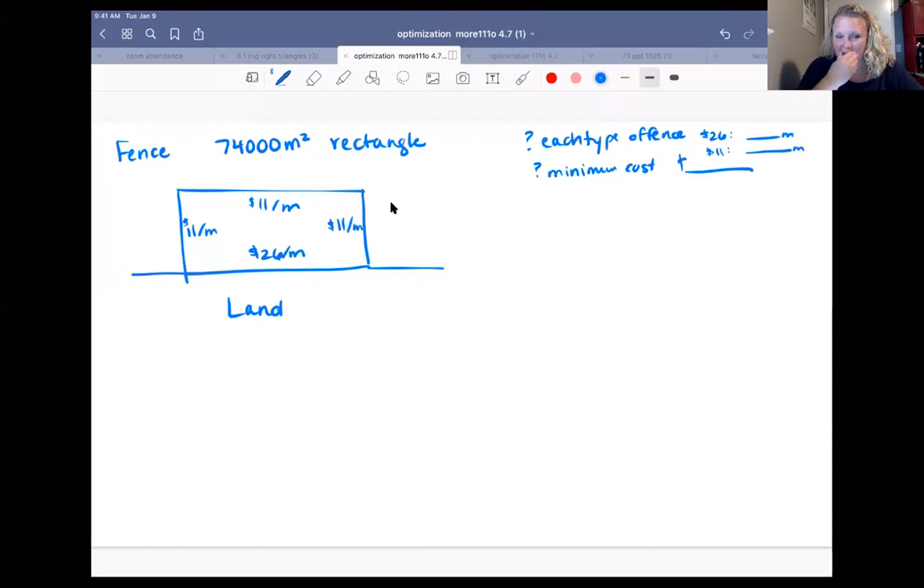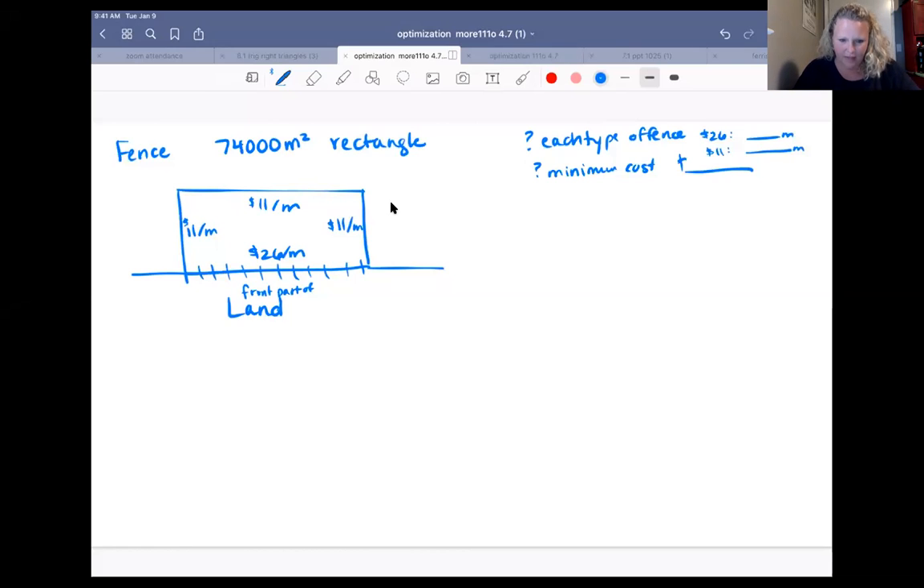Here's the picture that I came up with. There's land, rectangular, 74,000 square meters of land in a rectangular shape. The fence along the front part of the land, this is the front part of the land. This fencing is going to cost, it's the fancy fence. It costs $26 a meter. And the other three sides, the cost is $11 per meter. And the question is how many meters of the expensive fence can he buy, and how many meters of the cheaper fence can he buy? And then what will be that minimum cost?